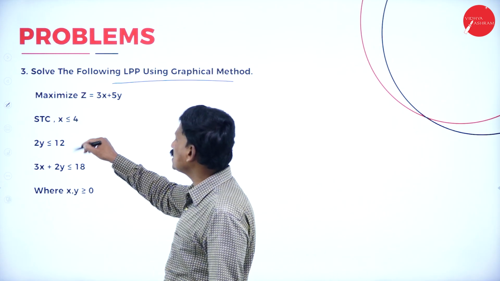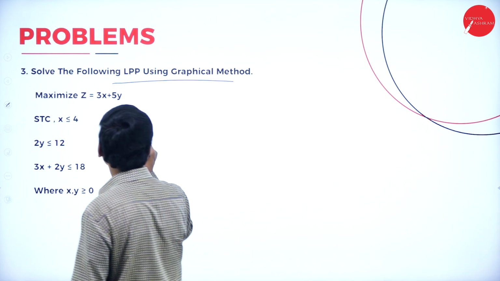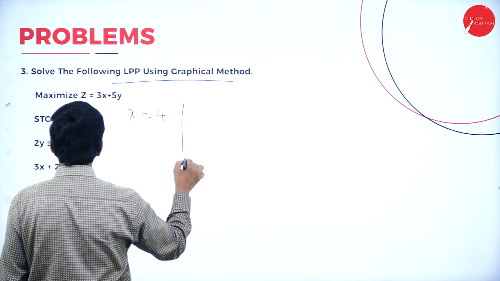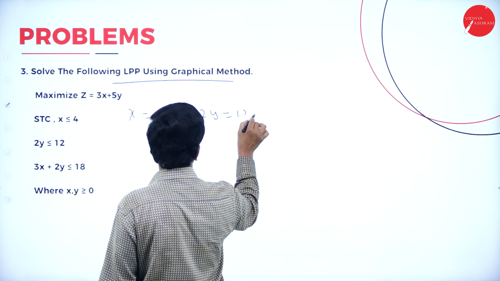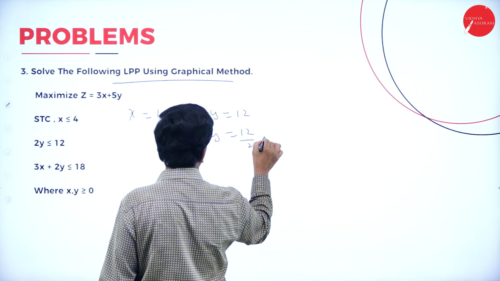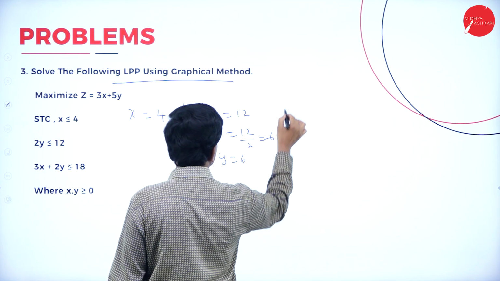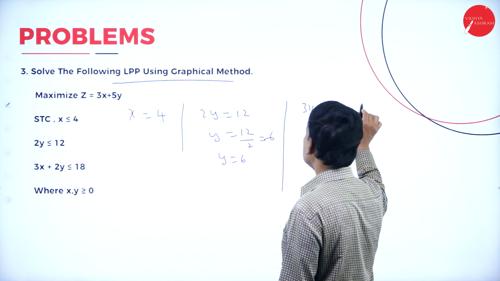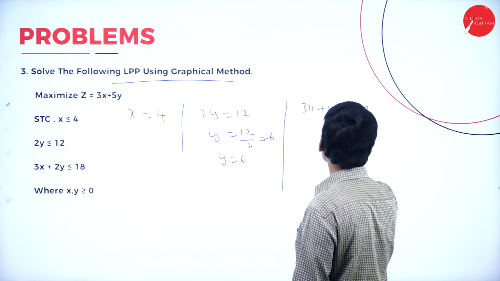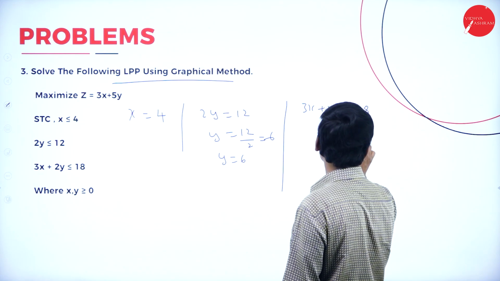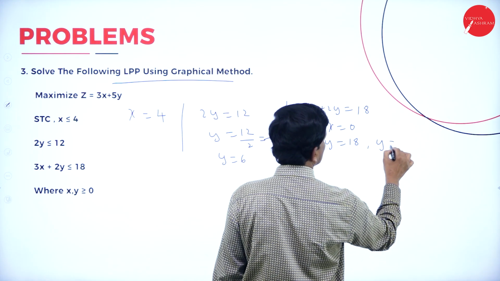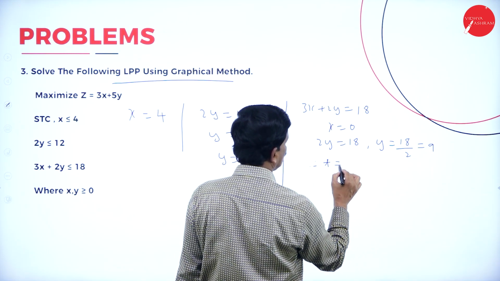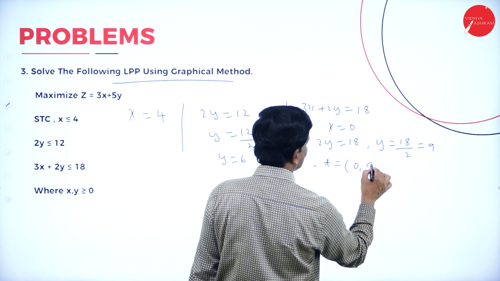Now, let us convert these inequalities into equalities. First one is x is less than or equal to 4 implies x is equal to 4, and here 2y is equal to 12, y is equal to 12 by 2 means 6, y is equal to 6, and the equation 3x plus 2y is equal to 18. Now solve this. Put x is equal to 0. You will get 2y is equal to 18. y is equal to 18 by 2 means 9. So let us consider this as the first point, A is equal to 0 comma 9.